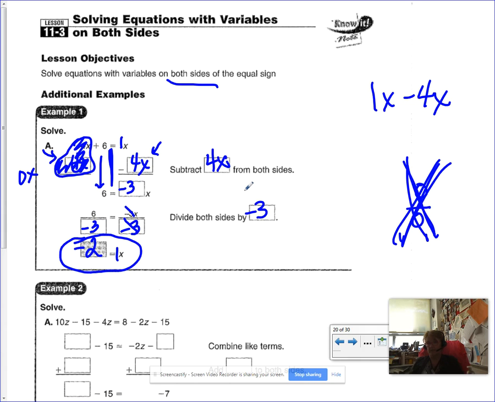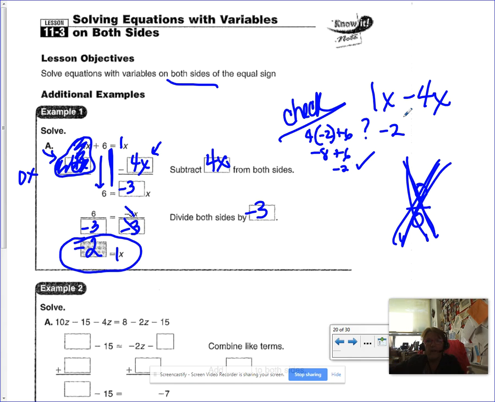Boom, chakalaka. If you check your answer, and I don't stress this enough, if you plug in negative 2, you'd say 4x, x is negative 2, plus 6. Supposedly, that equals negative 2, which is 1 times negative 2. 4 times negative 2 is negative 8. Negative 8 plus 6 is negative 2. Well, there you go. It works.